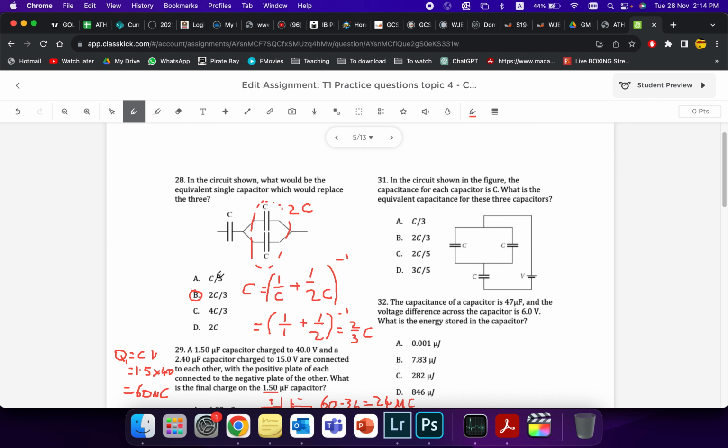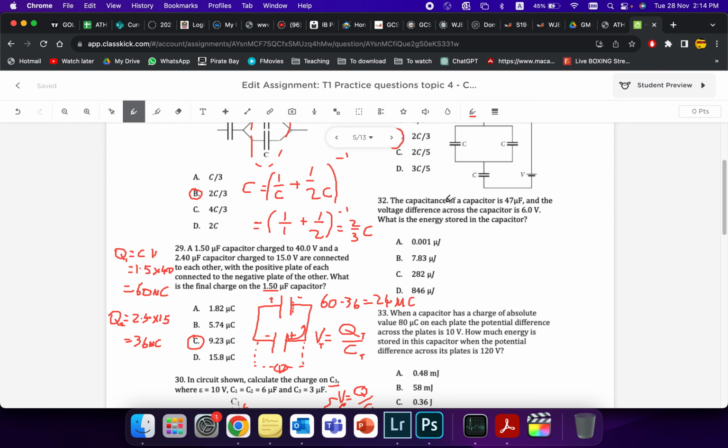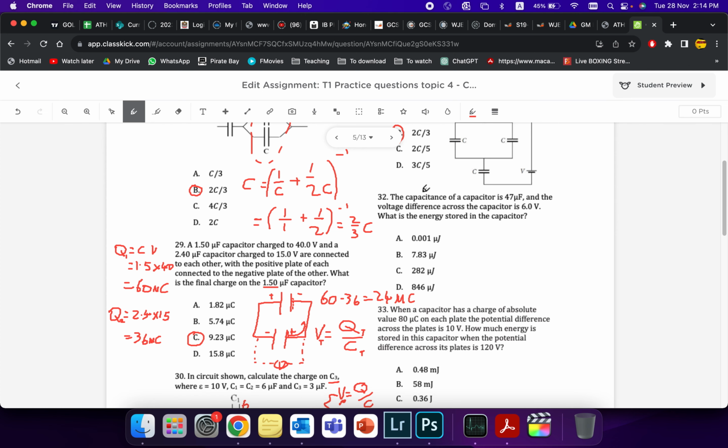This is pretty much the same as this. The idea is exactly the same, which is showing you a little bit different. You have this one in series with these two. So for this, just refer to the solution over here, and the answer is the same, 2C over 3, which is the same way. The capacitance of this is here. When the voltage is this, what is the energy stored?